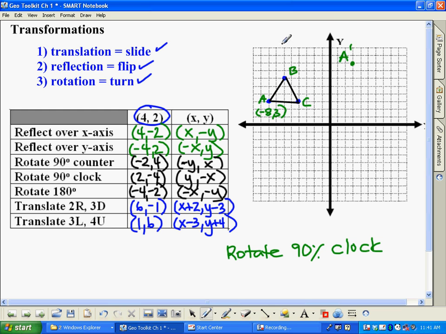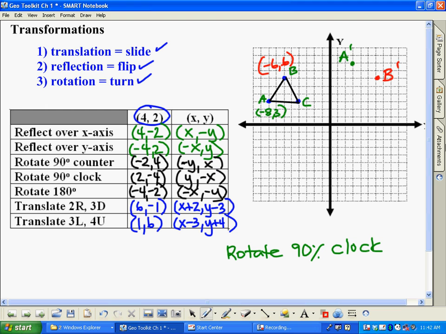B is, let's see here, 1, 2, 3, 4, 5, 6. So it is negative 6, 6. And so what we're going to do then is change places with them, and then, as it says here, we're going to change the x. So this will become 6, 6. So 6, 6, 1, 2, 3, 4, 5, 6. This would be B prime.